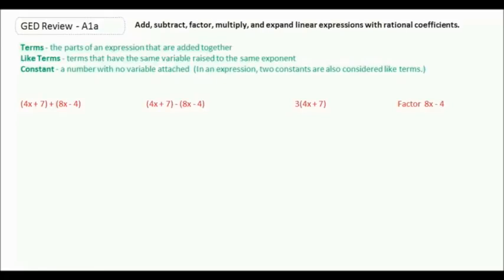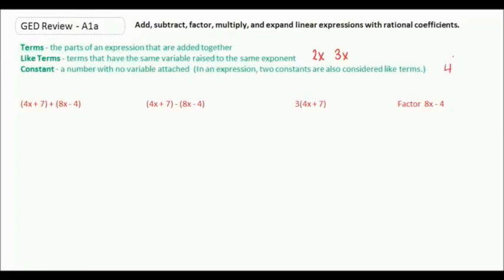Terms are the parts of an expression that are added together. Like terms are terms that have the same variable raised to the same exponent. For example, if I have 2x and 3x, those are like terms because they both have a variable of x and both x's are raised to the first power. Finally, a constant is a number with no variable attached. For example, 4. In an expression, two constants are also considered like terms.